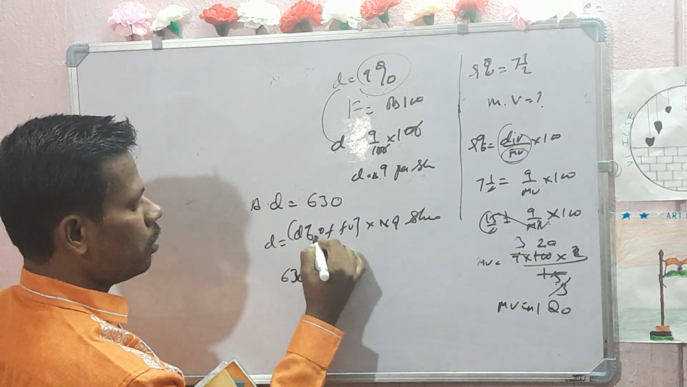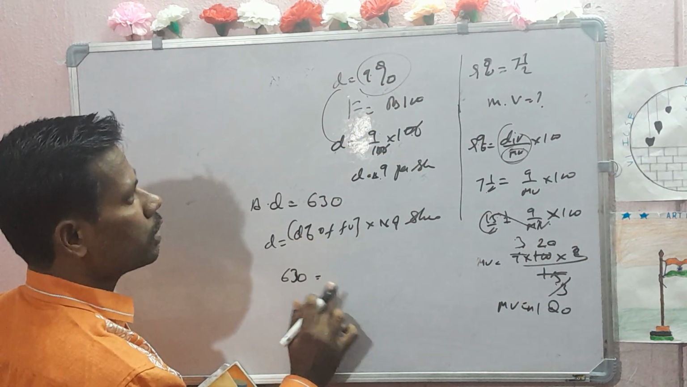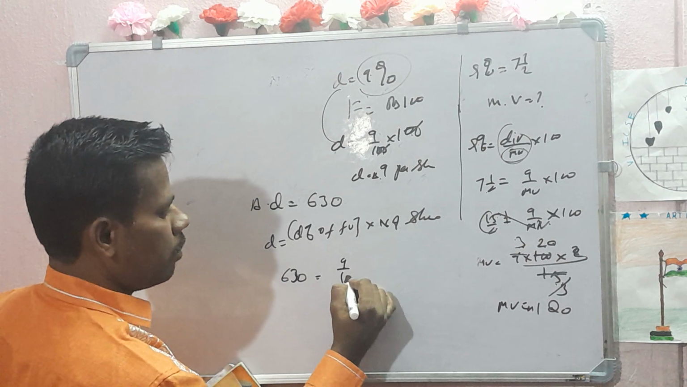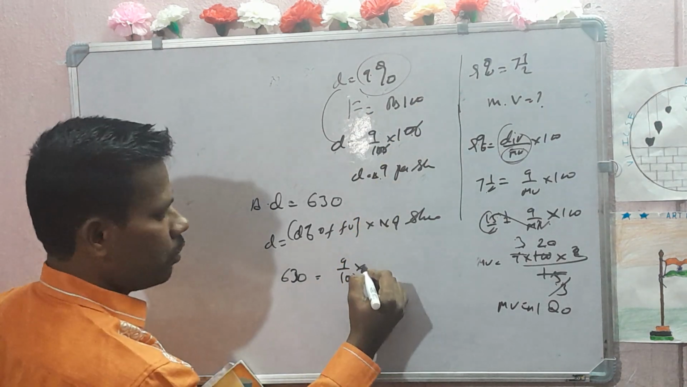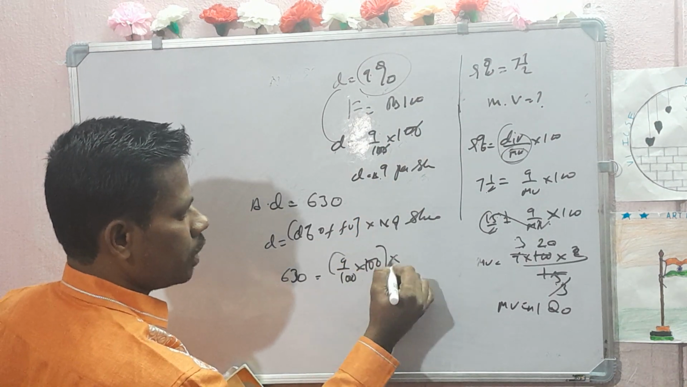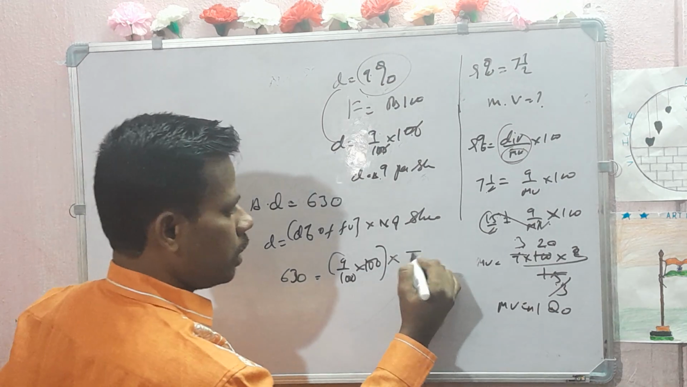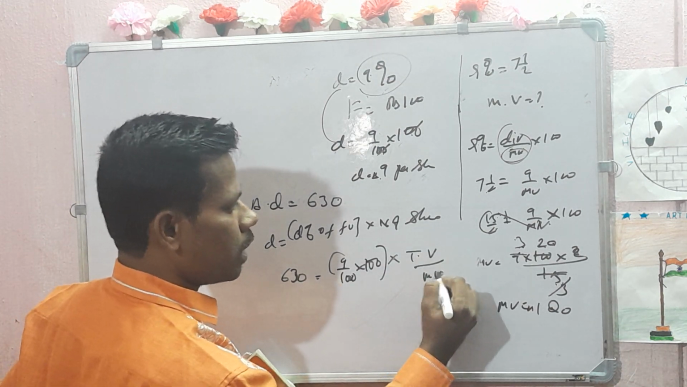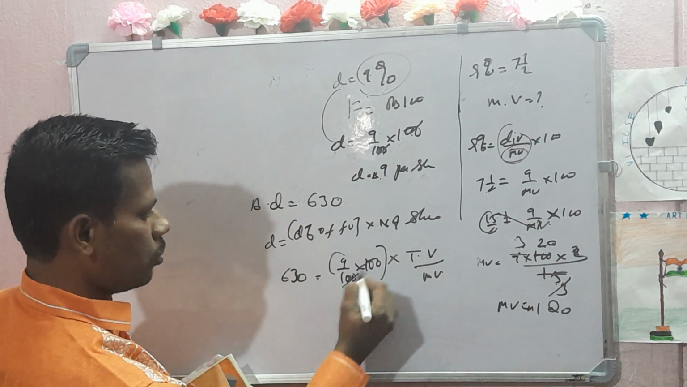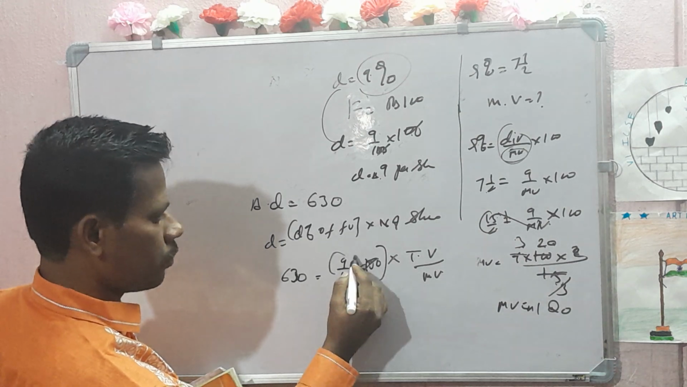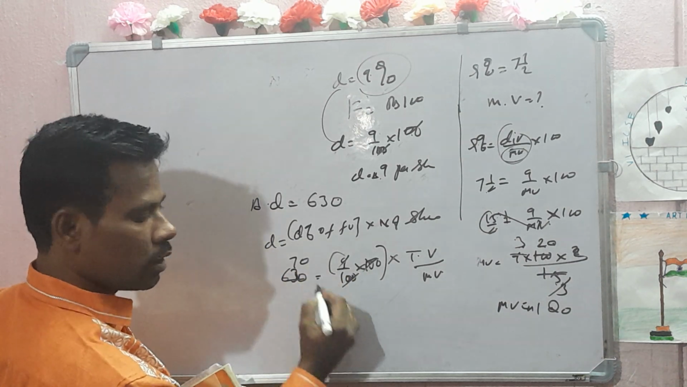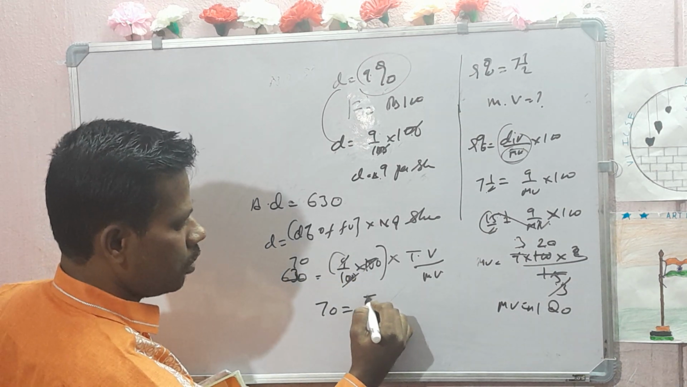Annual dividend is equal to, go for the dividend percent, already given, 9 by 100 into face value. Face value is 100 into number of shares. Number of shares, how will you get? Total investment by market value. Right? So this gets cancelled. 9 ones are 9, 9 sevens are 63. 70 is equal to total investment.